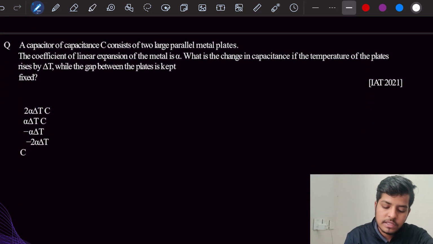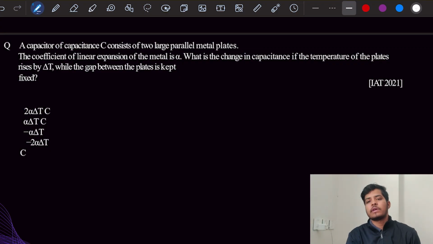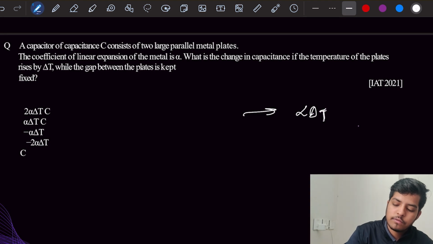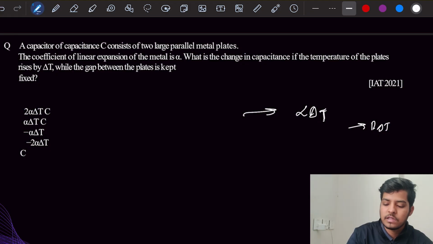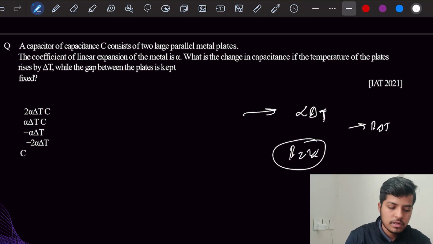The capacitor of a capacitance C consists of two large parallel metal plates. The coefficient of linear expansion of the metal is alpha. What is the change in capacitance if the temperature of the plates rises by delta T while the gap between the plates is kept constant? So ये areal expansion पे question है. We know that for linear expansion alpha delta T is required, and for areal, beta delta T is the expansion, and also beta equals 2 alpha. We know that. So let's solve this question.